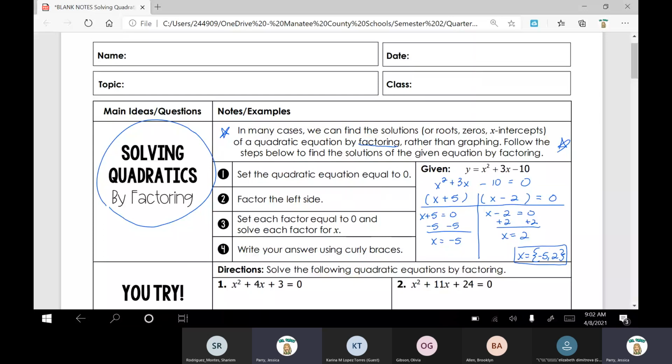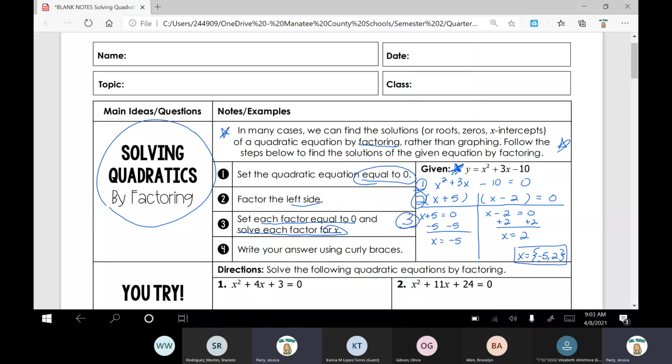Step 1 says set the quadratic equation equal to 0. Here was our first example. They gave us this information, and then we set it equal to 0. So there's my step 1. Step 2, factor the left side. So we factored it out. Here's my step 2. We've got the x plus 5 and the x minus 2, and it's still equal to 0. And then step 3, set each factor equal to 0 and solve each factor for x. So that's what we did here.